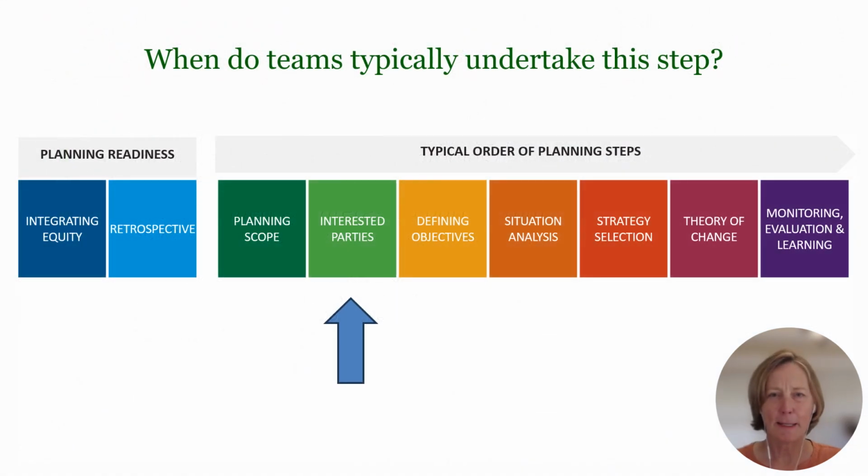In Conservation by Design, the Interested Parties module comes fairly early in the process, right after you've conducted your planning scope module and before you get into the real strategy development in subsequent modules. That said, it's a module that we think teams can come back to time and again. Once you've got a developed strategy, you may want to come back and re-examine your interested parties' understanding.